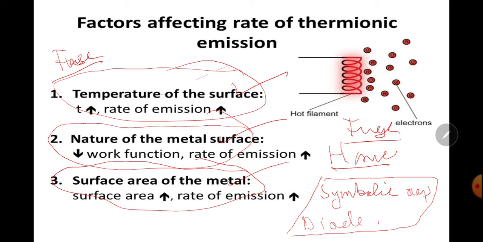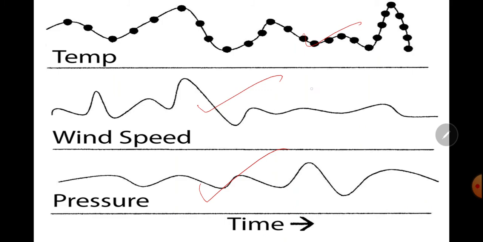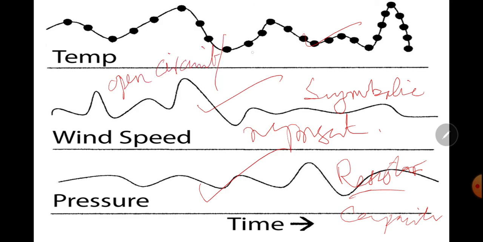Just do it for fun. And the other electrical devices: symbolic representation for other electrical appliances, for example, resistor, capacitor, open circuit, closed circuit, battery, single battery, and batteries.